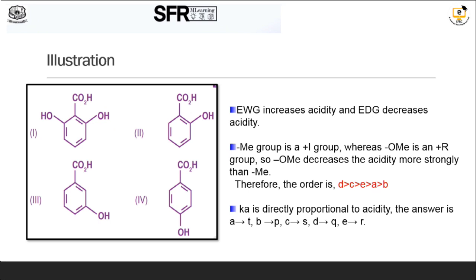Already we have discussed acidity and basicity. Here we are again taking benzoic acid and substituting with different groups at ortho, meta and para positions. The methyl group is a plus I group, whereas the methoxy group is a minus I group. So, here the order is that the fourth one has more acidity when compared to the third and second one.